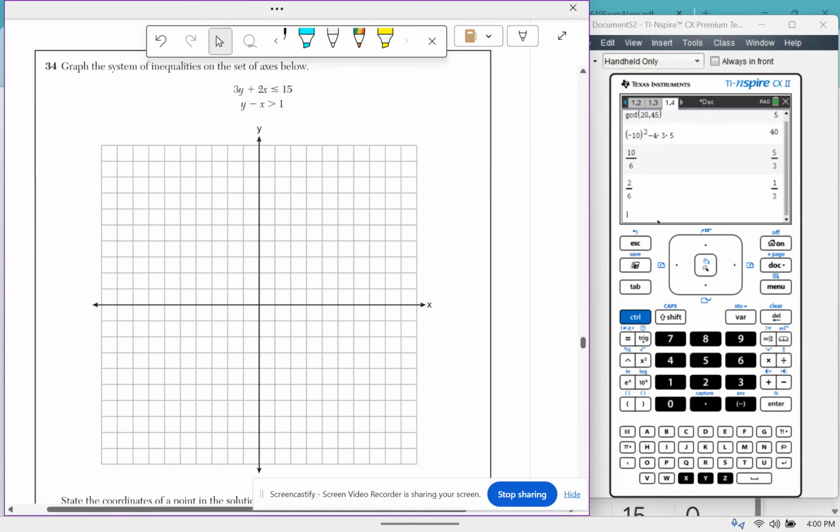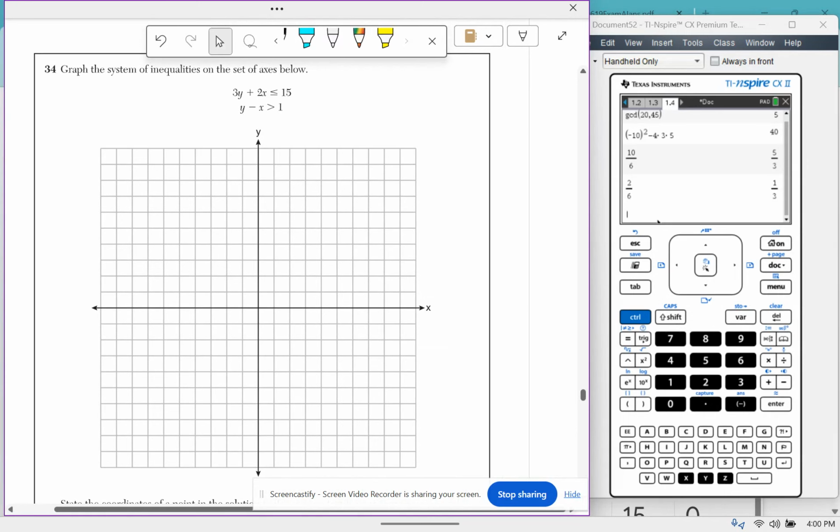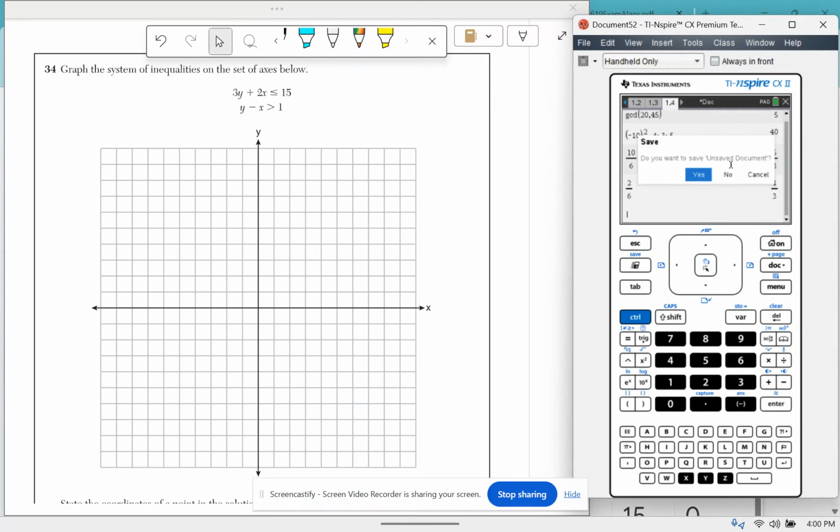All right, 34, graphing a system of inequalities. Here we go. I'm going to go to a graph page, sorry. And I'm going to type these in. Y is not by itself in either one of these, so I'm going to delete the equal sign and put this in relation mode. I now have 3y plus 2x is less than or equal to 15.